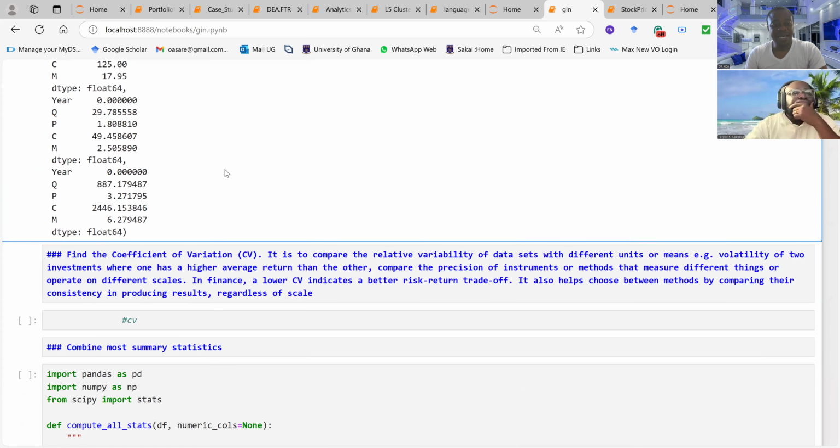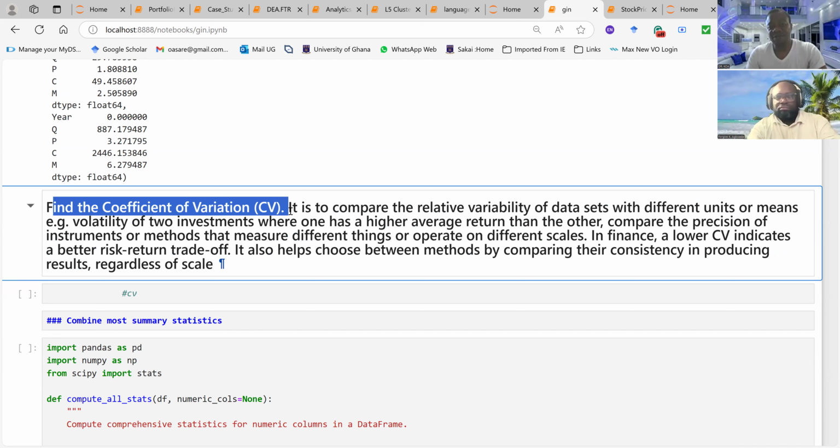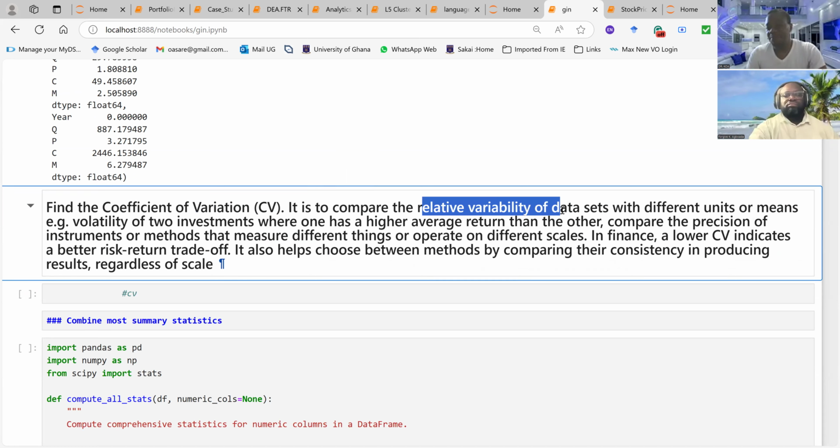Okay. The last and the most important one I want to talk about here is the coefficient of variation, which you might need sometimes. What is that? You are supposed to find the coefficient of variation. What does it do? It is used to compare the relative variability of data sets with different units or means.